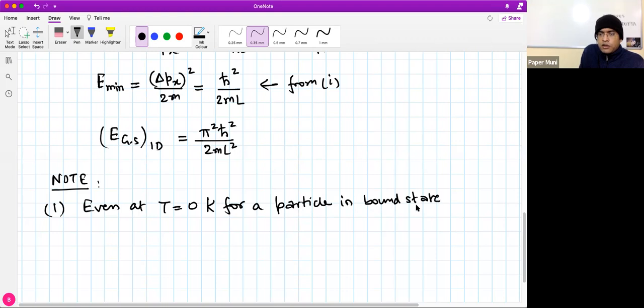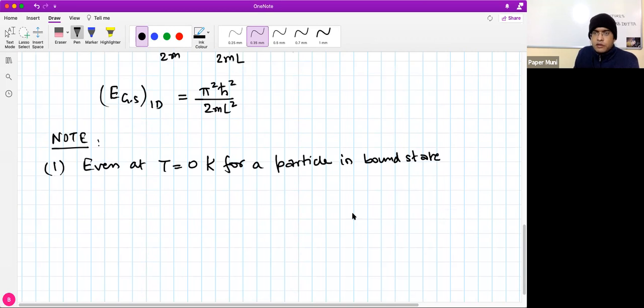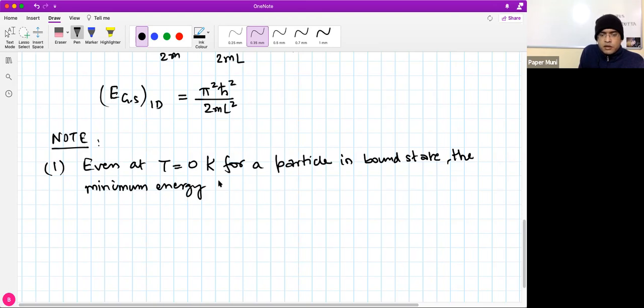It is only possible for a system to have a minimum energy, the zero point energy, if the system is in a bound state. It cannot be in the unbound state. In an unbound state, the zero point energy will be 0. So this is for a bound state only, and the minimum energy is not 0.